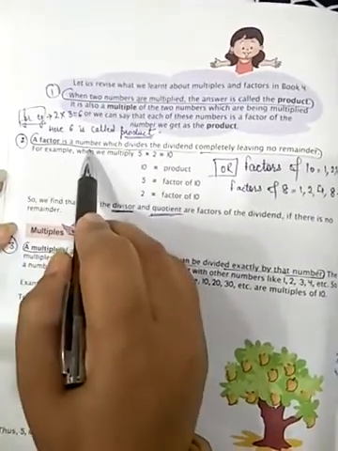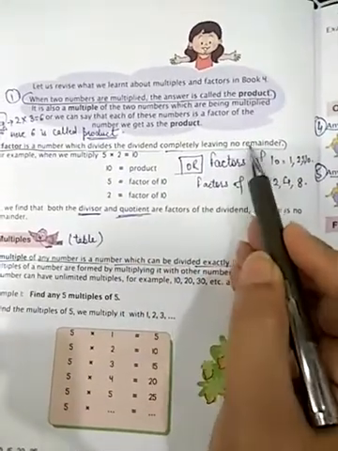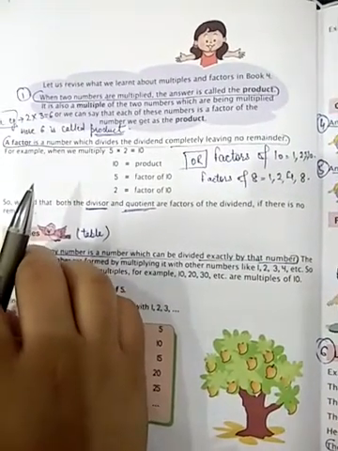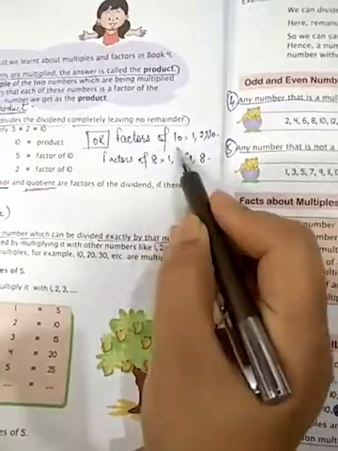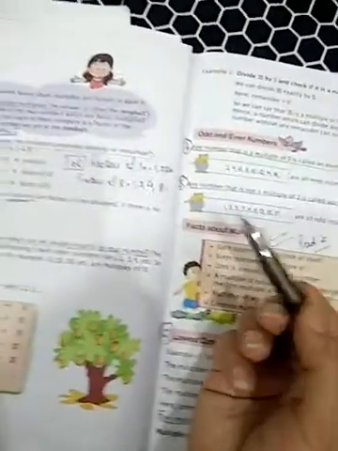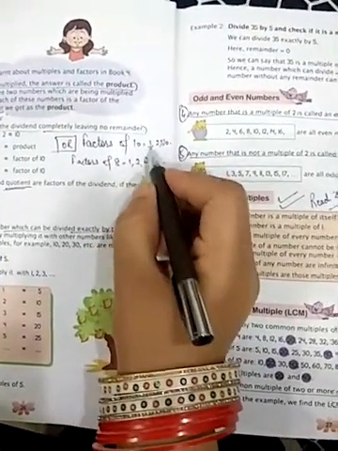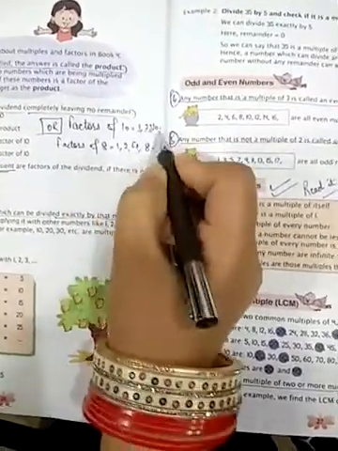Clear? Now second is what is factor? A factor is a number which divides the dividend completely, leaving no remainder. So here I have written factors of 10. Factors of 10 means 10 कौन सी टेबल पे आता है. ऑब्वियसली 1, क्योंकि 1 की टेबल पे तो सभी नंबर्स आते हैं. नेक्स्ट इज 2, 2 की टेबल पे भी आता है. नेक्स्ट इज 5 एंड लास्ट इज 10.